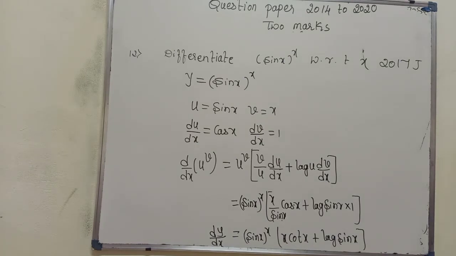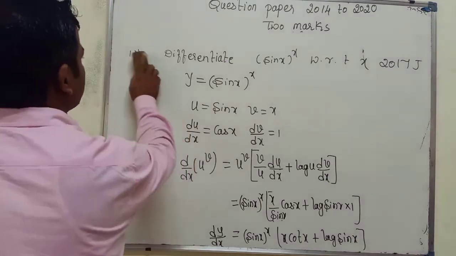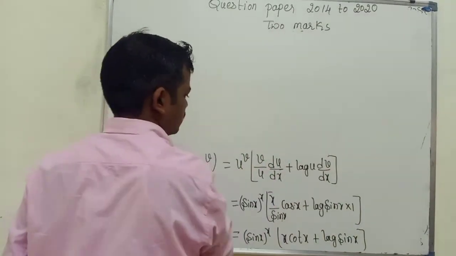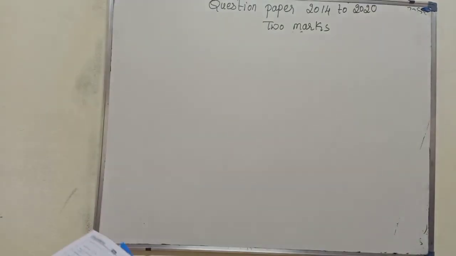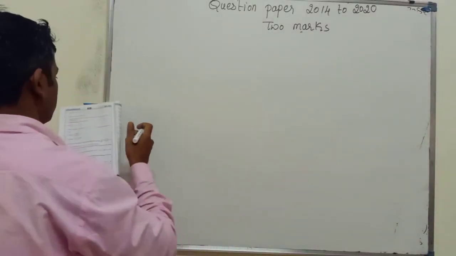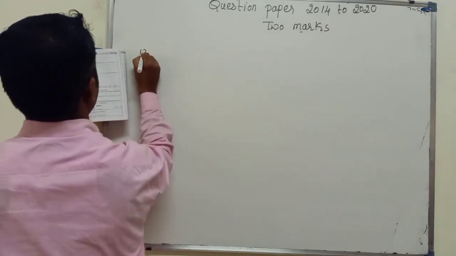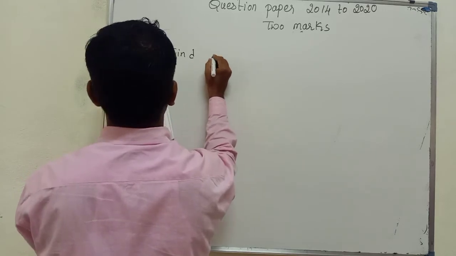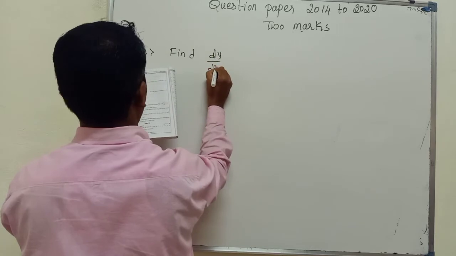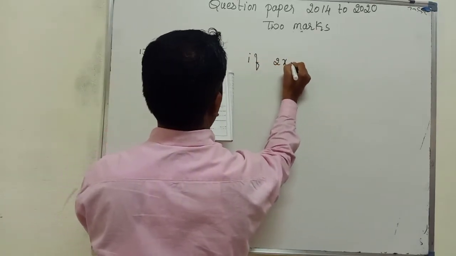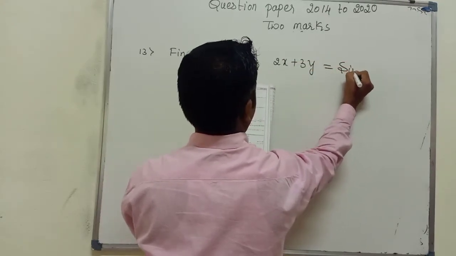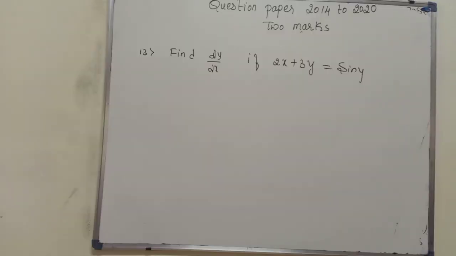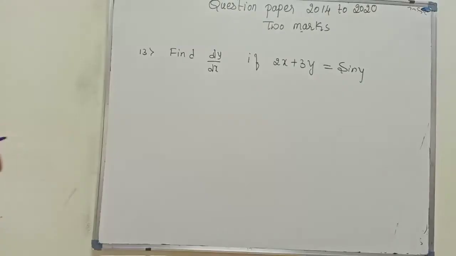So this completes 2017 July, and we have another example to discuss from 2017. Question 13: find dy by dx, if 2x plus 3y is equal to sin y. Look at the numbering, it should be 13, so correct it.